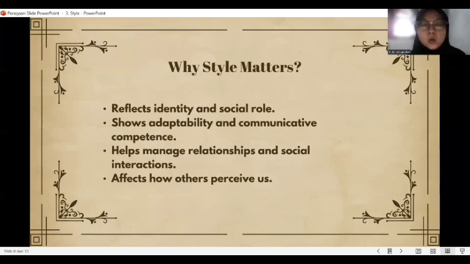Why does style matter? The first is that it reflects who we are, our identity and background.